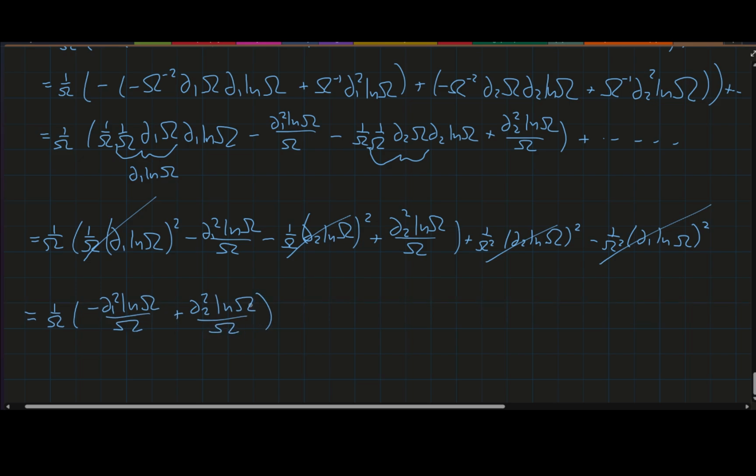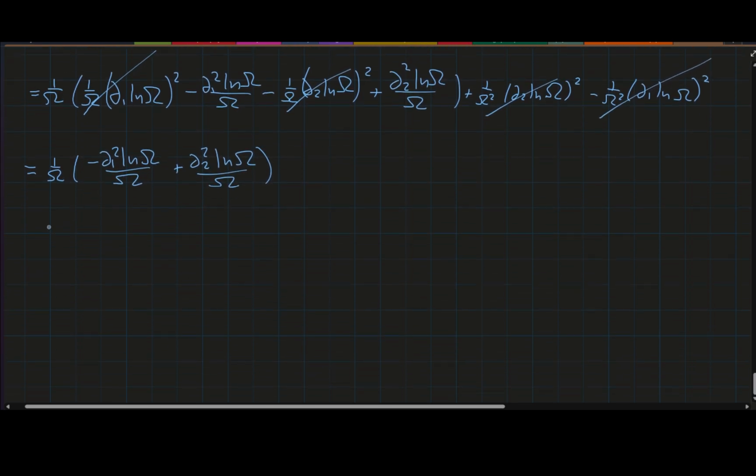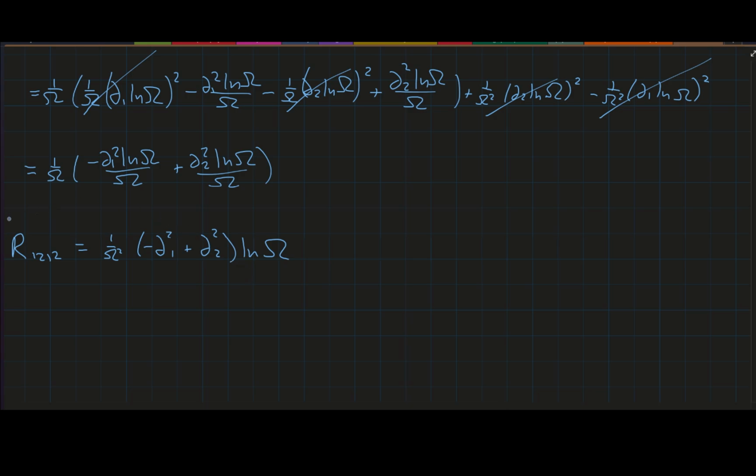So we can simplify this a little bit further. Let's remember what we're calculating. So this is our 1, 2, 1, 2 equals, and we're going to say 1 over omega squared times minus del 1 squared plus del 2 squared acting on ln omega. So that's good.